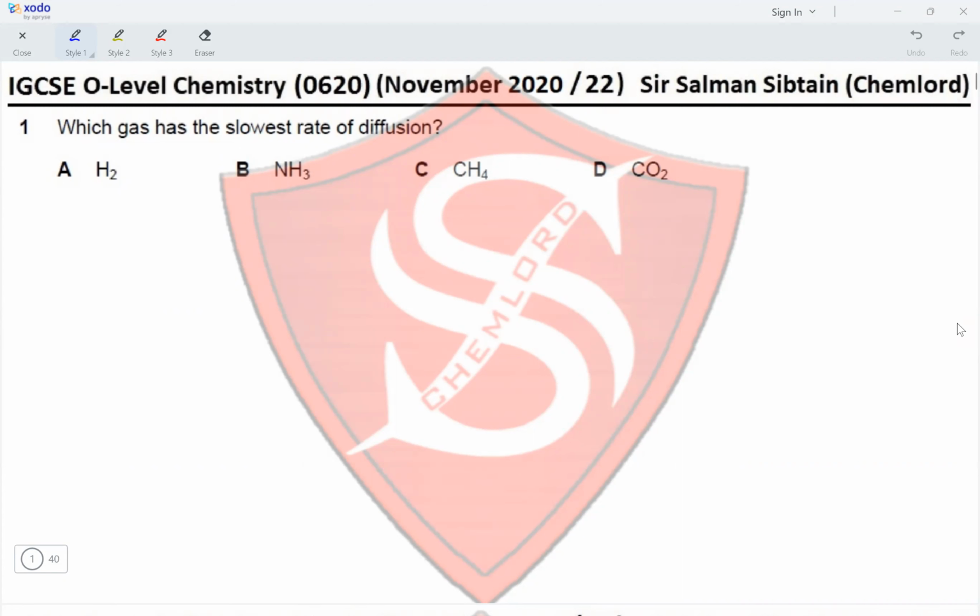So we would need to calculate the Mr, and the gas with the highest Mr would be the one that has the slowest rate of diffusion. The Mr of hydrogen is 2, the Mr of ammonia is 17, the Mr of methane is 16, and the Mr of carbon dioxide is 44. Since 44 is the highest Mr value, this makes option D the correct option for this question.